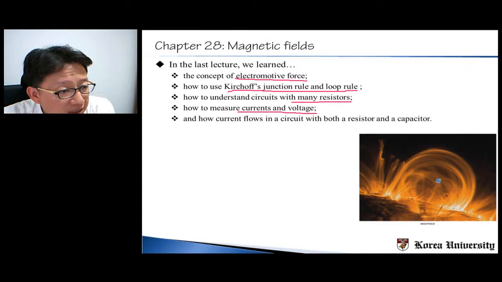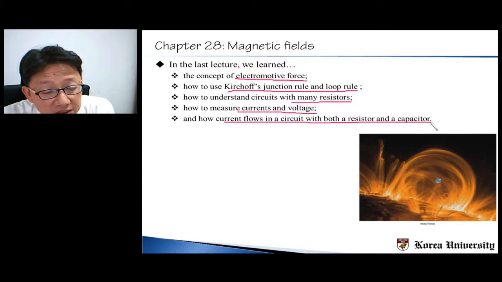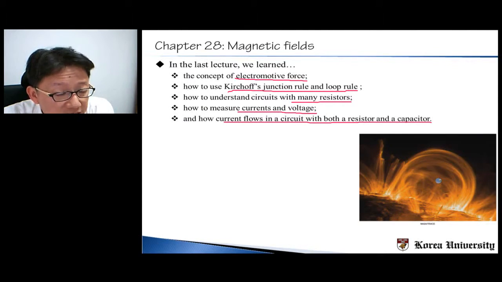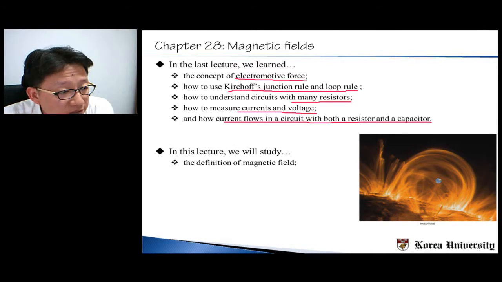And finally, we learned how current flows in a circuit with both a resistor and a capacitor. Can you remember what happened when there was a capacitor in a circuit? When you turn on the switch or turn off the switch, the current changed as a function of time. Okay, that was the effect of the capacitor. I hope you understood them all.